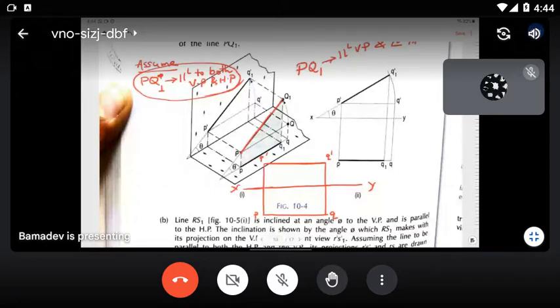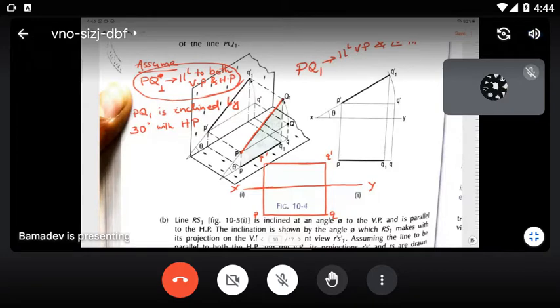But in reality, is it parallel to both the planes? Answer is no. It is inclined to which plane? Horizontal plane. So PQ1 is inclined by say 30 degree with horizontal plane.